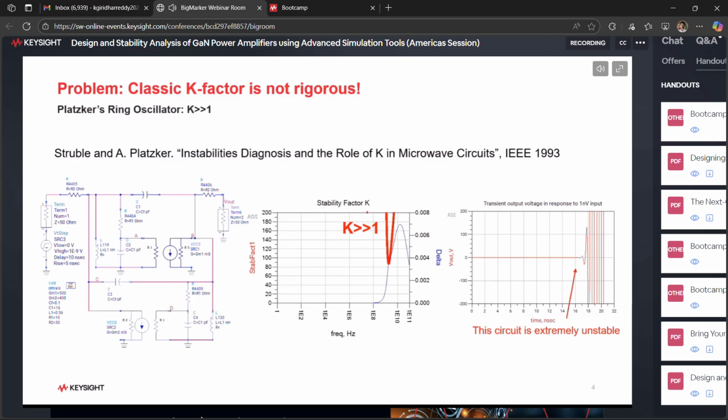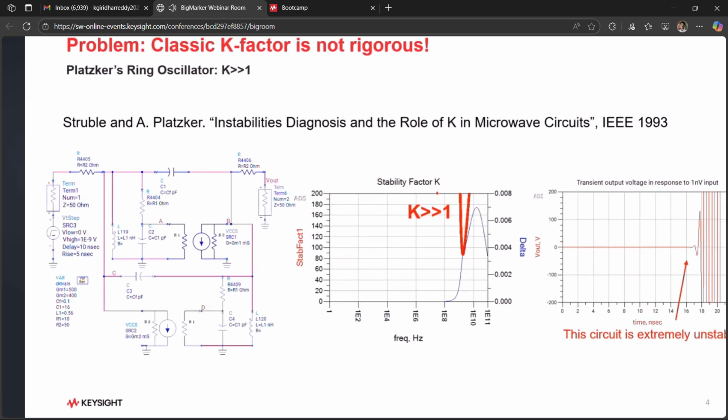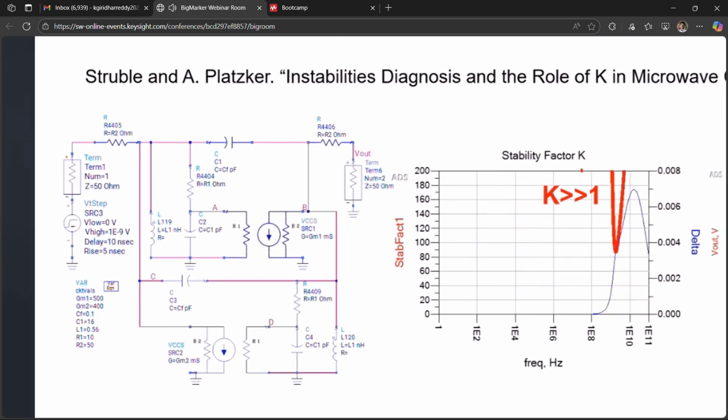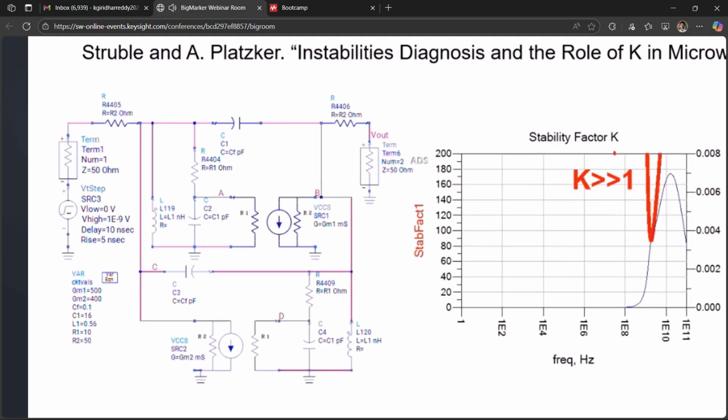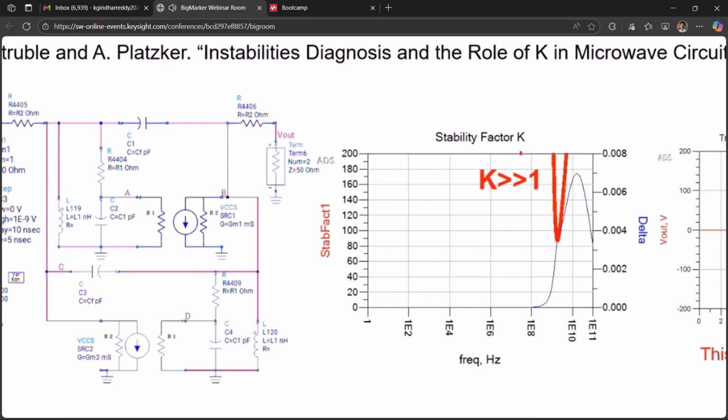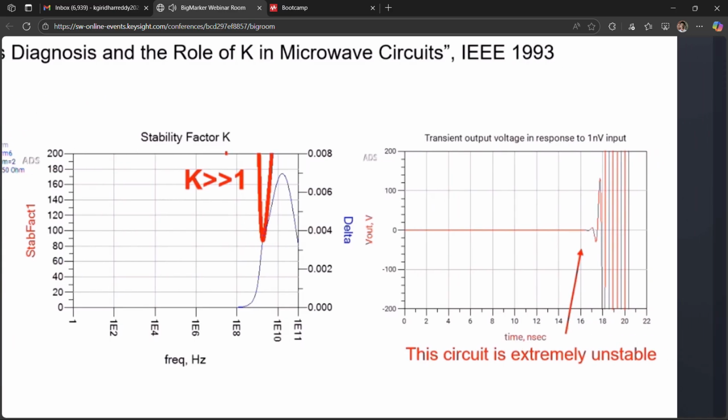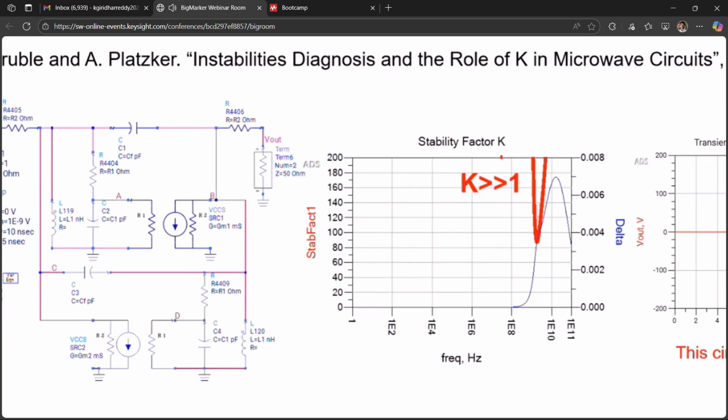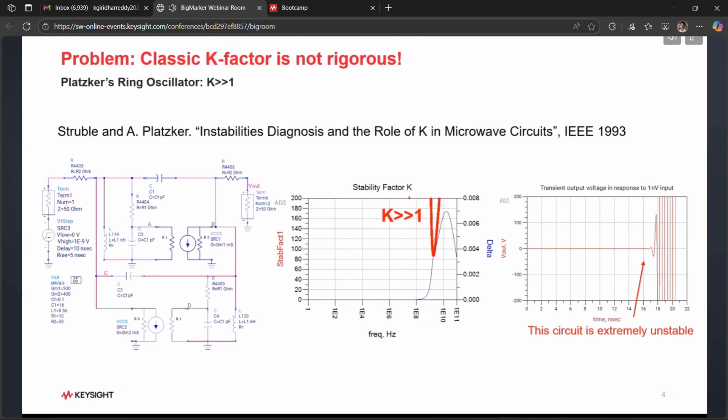And so that's what this talk is really going to be about. Getting to the problem with K-factor, so we start here where Larry left off, and the issue that we have with K-factor is that it's not rigorous, and it's not going to work sometimes for these more complex circuits. And the classic example of this is the ring oscillator from Struble and Platzker that they introduced in the 1990s. So this is a very simple circuit.